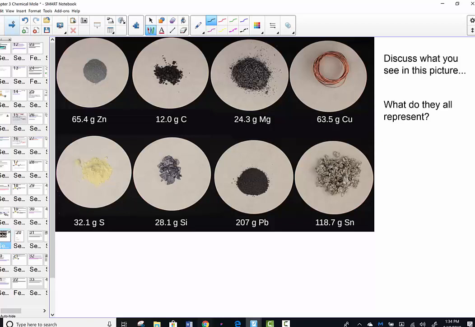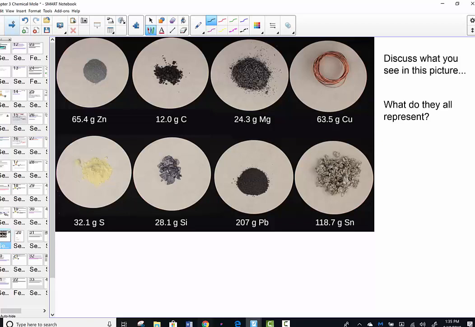Let me pause and ask for some conversation with a neighbor related to this picture. What do you see in the picture? What do they represent? What is that picture? Please talk. These are little pieces of filter paper, right? They're about this big, and you see a mass written under each one.